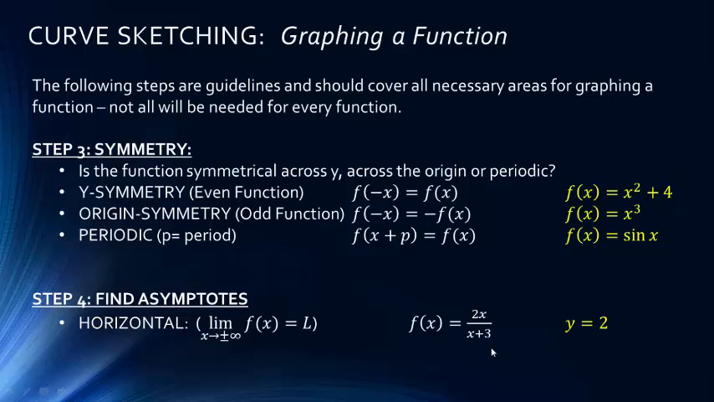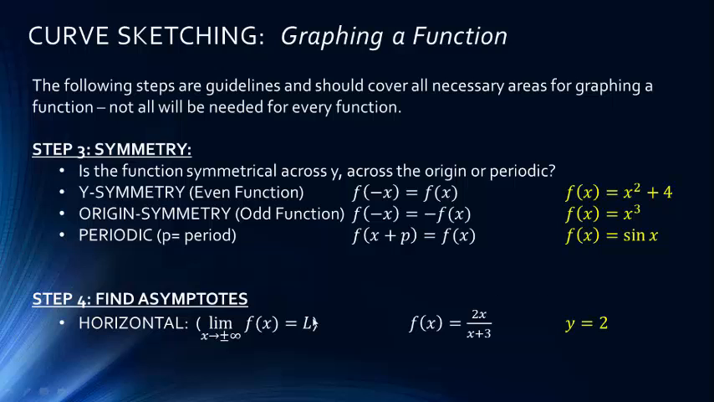For example, if the function is 2x over x plus 3, to solve this algebraically, we would divide both the numerator and denominator by the largest power of x in the denominator. And so we get 2 over 1 plus 3 over x, and then as x goes to infinity, that second piece of the bottom term goes away, and so we just get y equals 2. So this is a constant line, y equals 2.